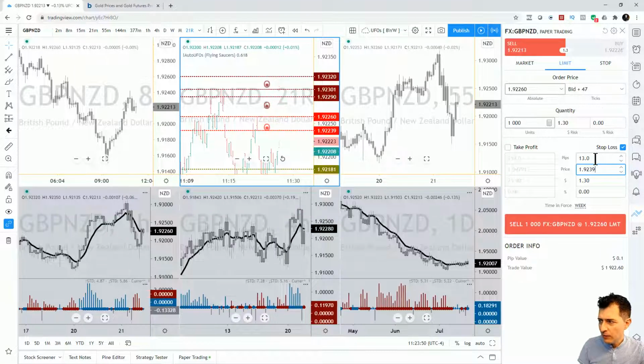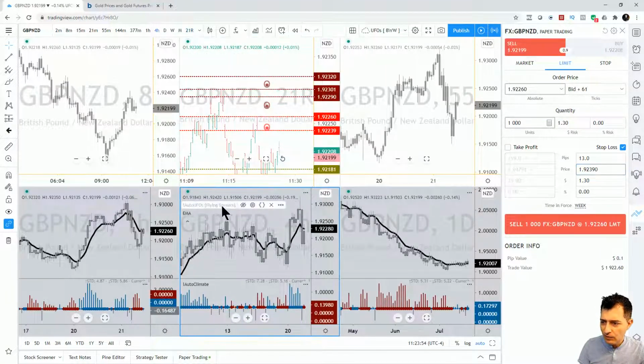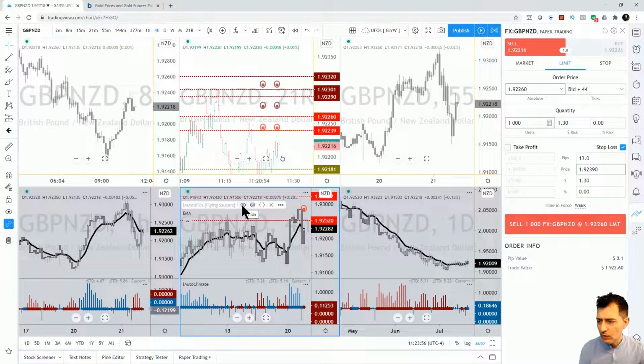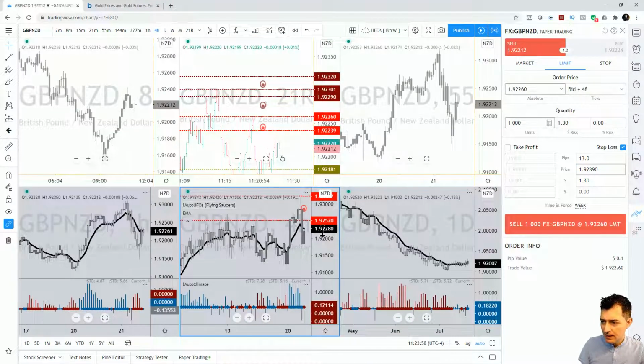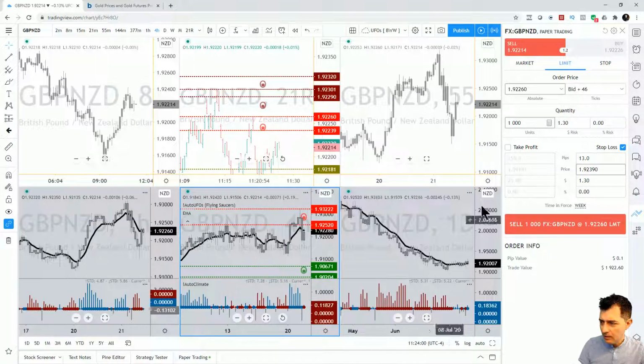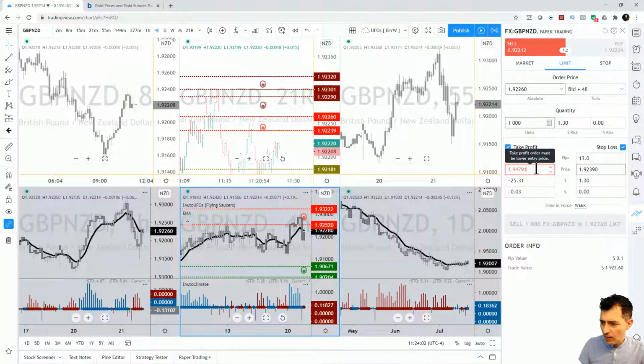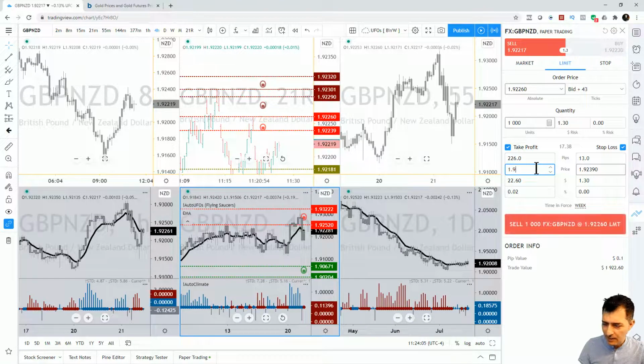So basically we're risking 13 pips on this particular trade, and if we were to look for a target, the target would be located at, let me see, on the 4-hour time frame, the nearest green UFO, wow, it's like 400 pips away or something like that.